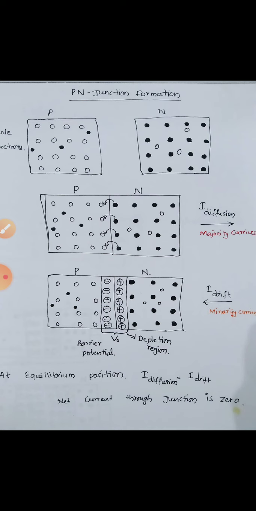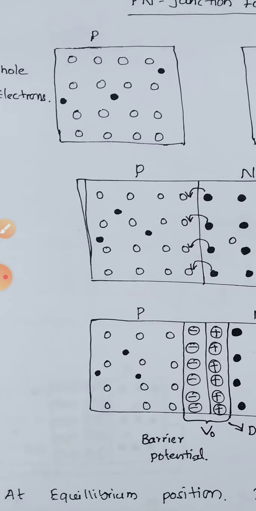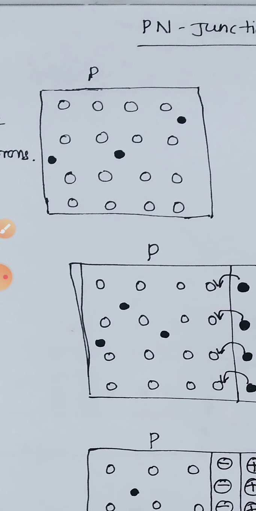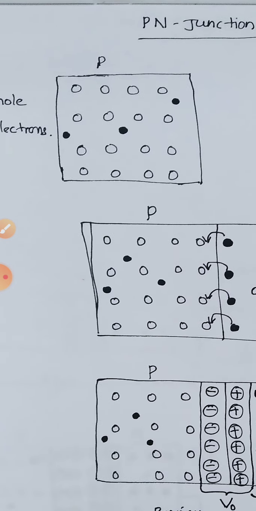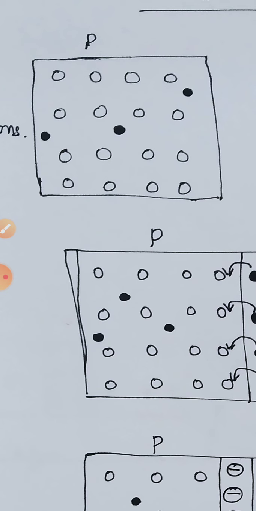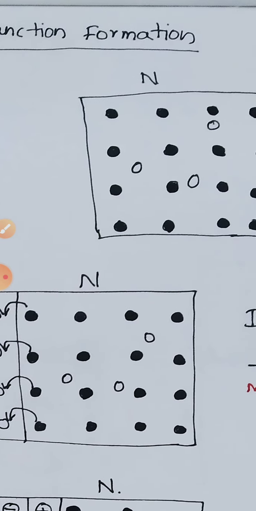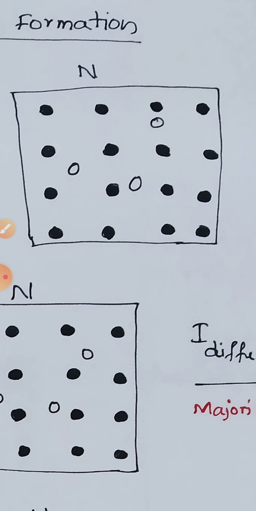For understanding this, let us visualize a p-type semiconductor. P-type semiconductor means positive type. We know that a p-type semiconductor contains holes as majority carriers and electrons as minority carriers. Here in this diagram, we indicated holes as empty circles and electrons as black thick dots. In p-type semiconductor, holes are more because holes are majority charge carriers. On the contrary, in an n-type semiconductor, electrons are majority charge carriers and holes are minority charge carriers.